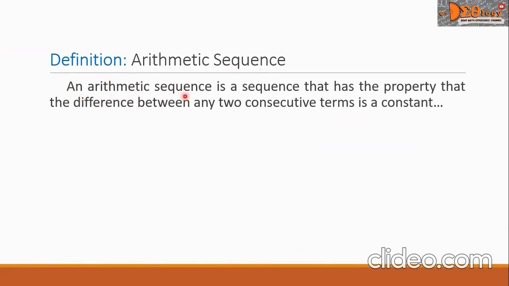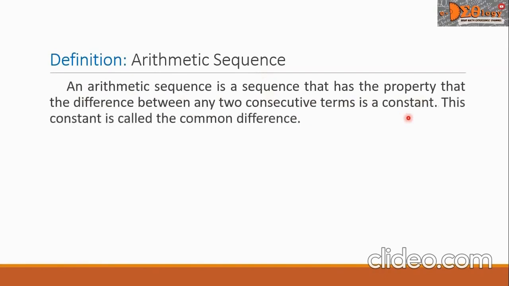An arithmetic sequence is a sequence that has the property that the difference between any two consecutive terms is a constant. This constant is called the common difference.